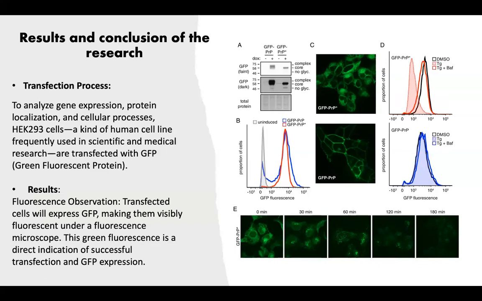So here the results are the fluorescence observation, where we can see the transfected cells expressing GFP, making them visible under a fluorescence microscope, where this green fluorescence is a direct indication of successful transfection and GFP expression. So the non-visible organelles are going to be seen in the microscope, and here we can see this, then the experiment is done. Yeah, thank you.